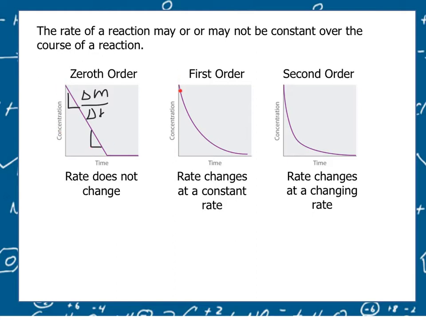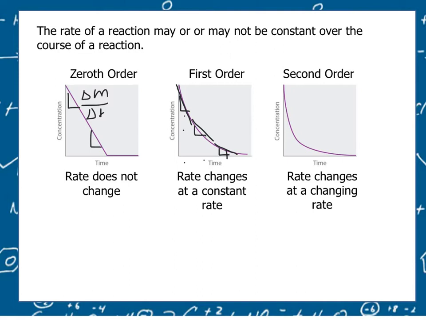A first order does not have a constant rate. So the rate's bigger up here than it is down here. But what is handy about this is at least the rate is changing in a constant way. The amount that it changes from here, if this was split into thirds, the amount that it changed from this slope to this slope is going to be the same as the amount of change from the second slope to the third slope. That was a bad tangent line. There we go, a little better.